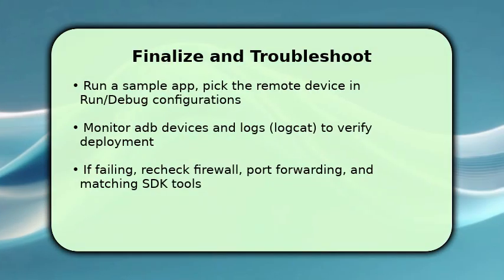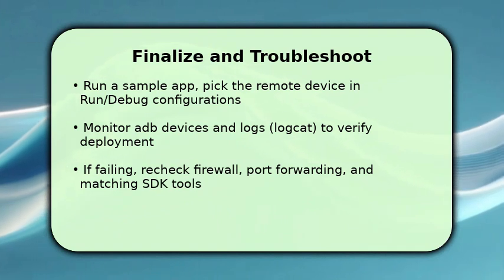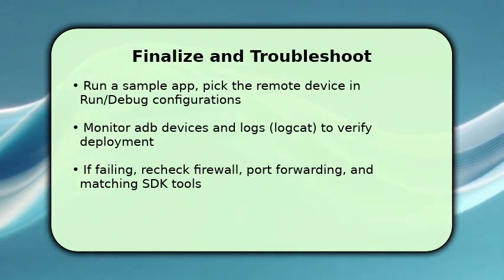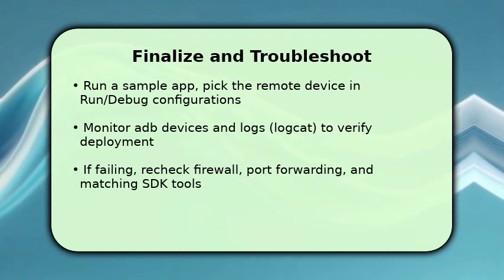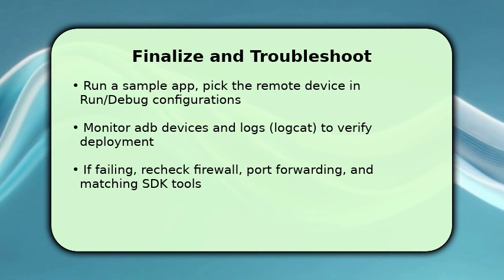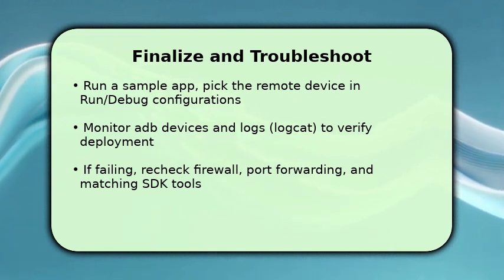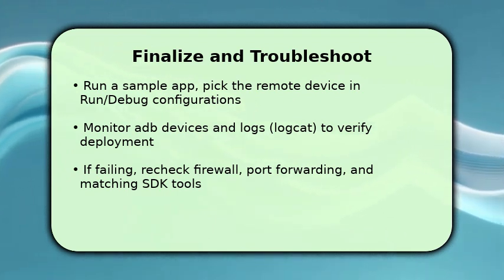Finish by deploying a simple debug build to confirm the link works end-to-end. Select the remote device in run/debug configurations and watch Logcat for install and runtime messages. If deployment succeeds, you're set to iterate as usual. Cursor will forward inputs and app traffic.